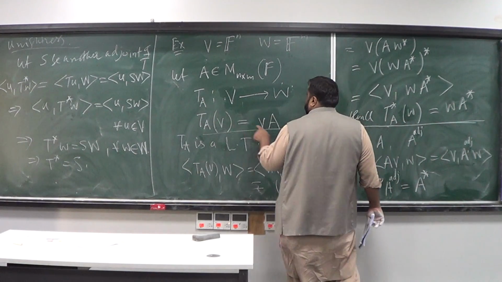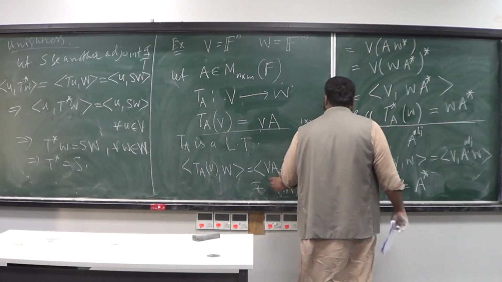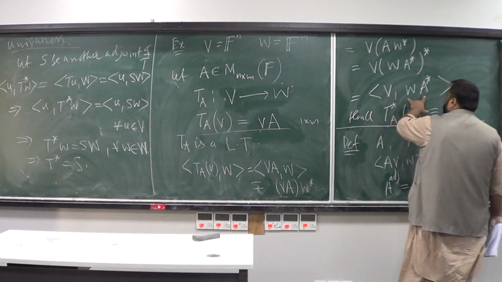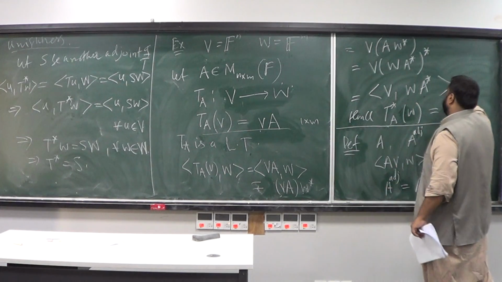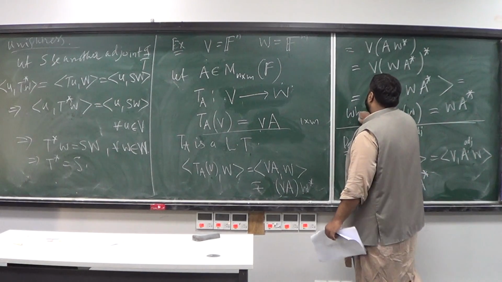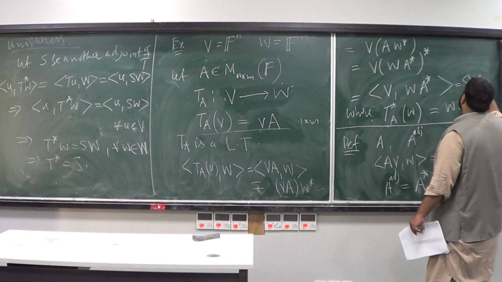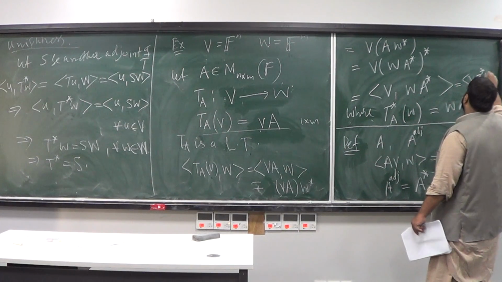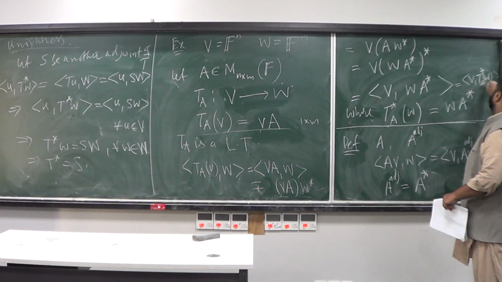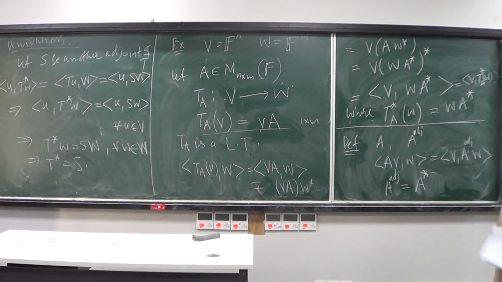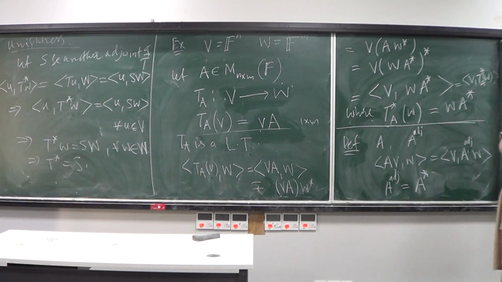You define a linear transformation in this manner, and this is a linear transformation. Using the identity, I tried to establish an identity, and once I have this, I can say that <v, T star A of w>. So this is true for all v in V and w in W.